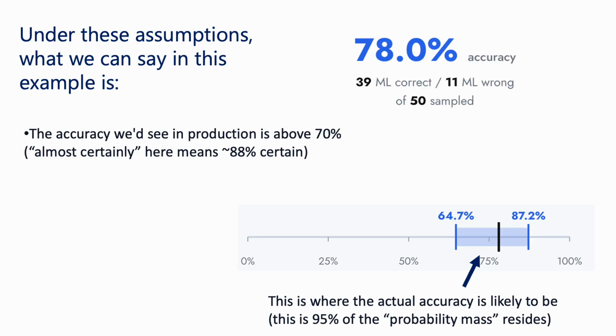We can also make other claims. We can say how confident we are that our customers are going to see at least an accuracy of 70% or 80% or 90%. In this slide, for example, with these numbers, we are 88% sure that a customer in production will see an accuracy that is greater than 70%. So if that happened to be our threshold, then we are 88% sure that we are going to meet this threshold.